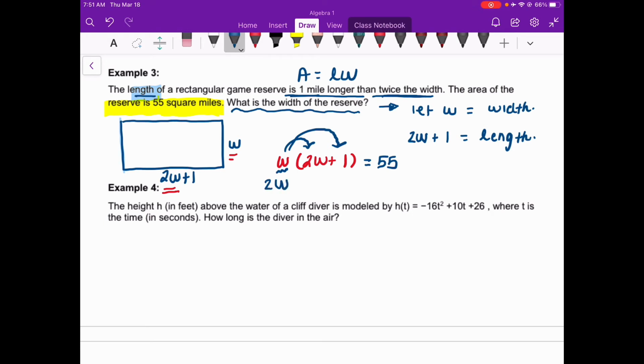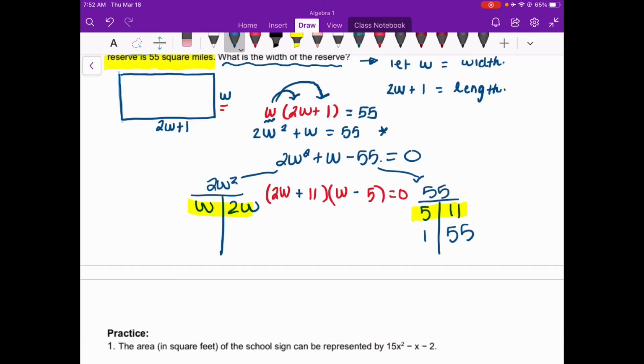So this ends up being 2w squared plus w equals 55. And I want you to factor this from here. Subtract the 55 from both sides, use the two-table method, and factor. You should have found that w and 2w were your only possible choices there, and 5 and 11 got us the closest to that 1w here. If you check, this works out.